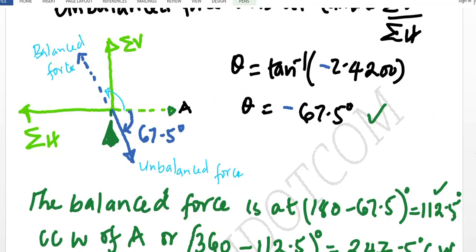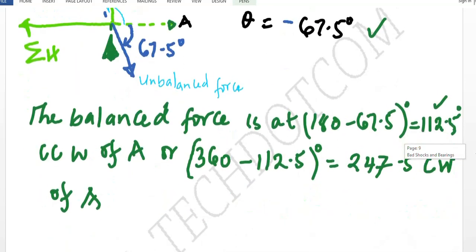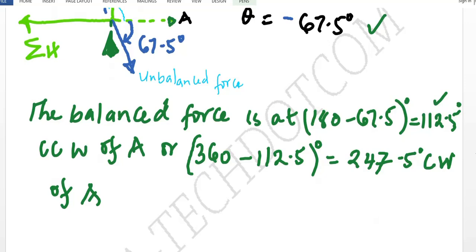360 minus 112.5, and this would be 247.5 clockwise of body or mass A or hole A. Therefore, the balanced force is at 112.5 degrees counterclockwise of A, or 247.5 degrees clockwise of A.